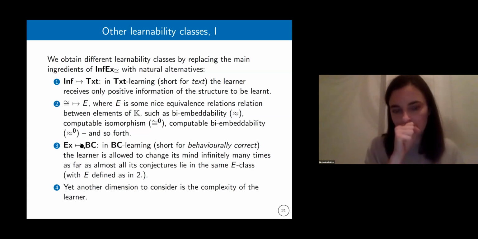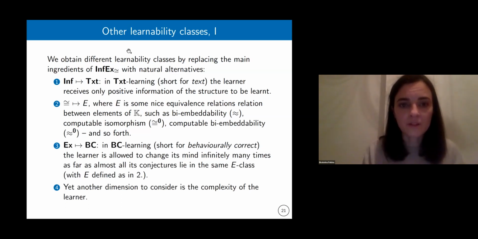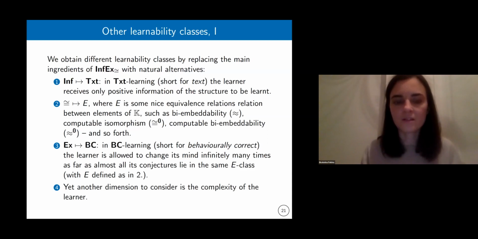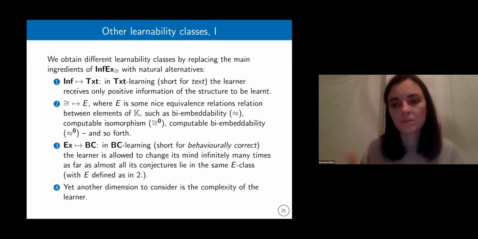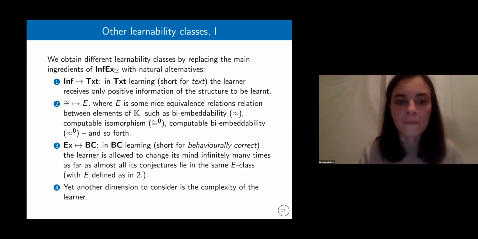So the third parameter is changing this X, the convergence behavior, the criterion of success. What do we mean when we say that we successfully learn the class? So far we had this syntactic convergence, meaning that we had to converge to one and the same index. We can consider also other notions like BC learning, behaviorally correct learning, meaning that we might output different indices, but all of them should correspond to one and the same structure.